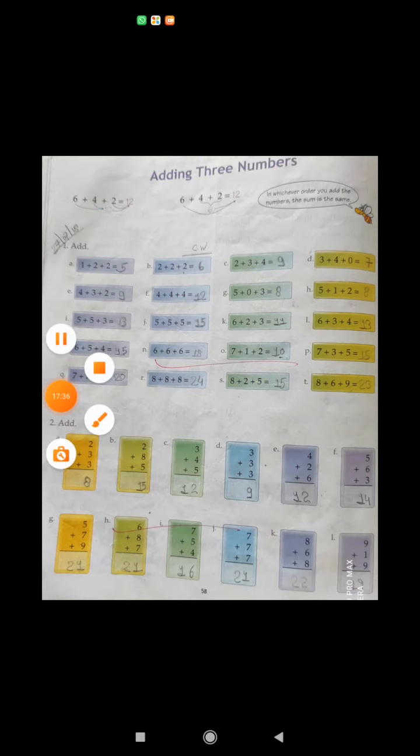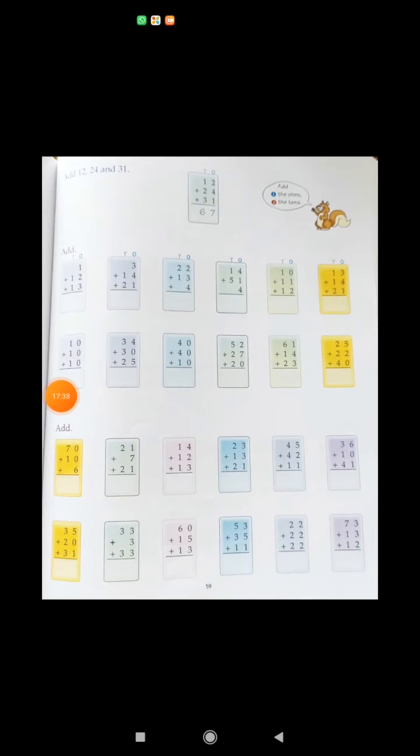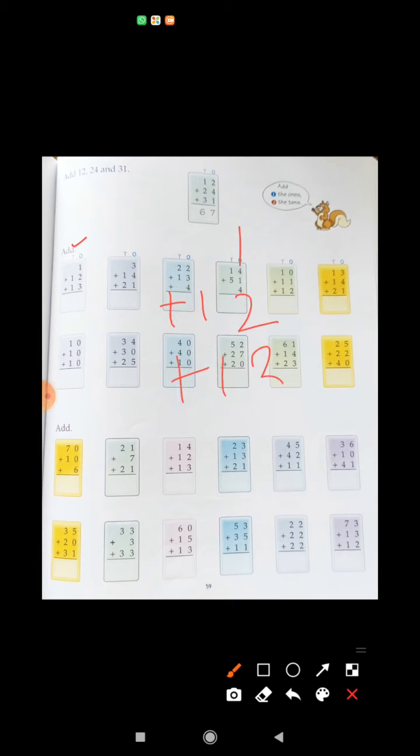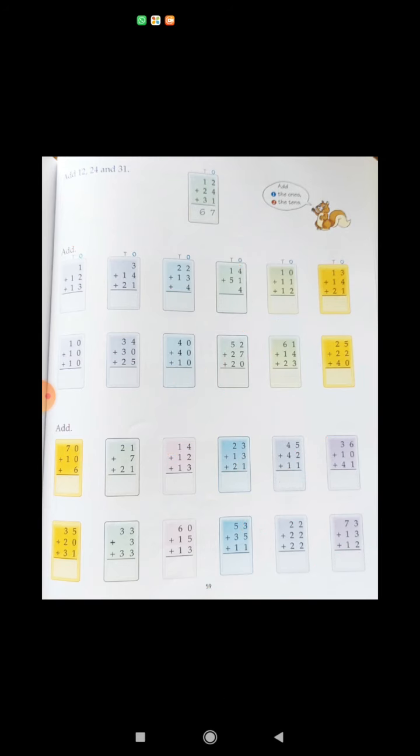Okay. Number 59. Adding 3 numbers together. First question, 1 plus 12 plus 13. Add the ones. 1 plus 2 is 3. 3 plus 3 is 6. Now add the tens. 1 plus 1 is 2. The answer is 26. Write in the space given 26.